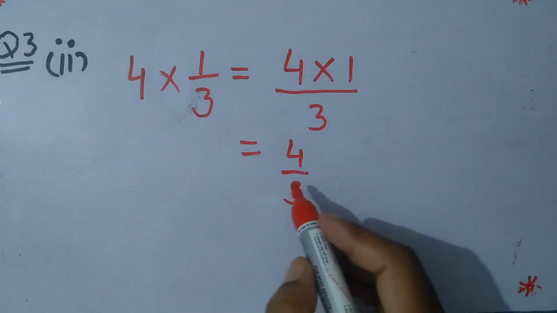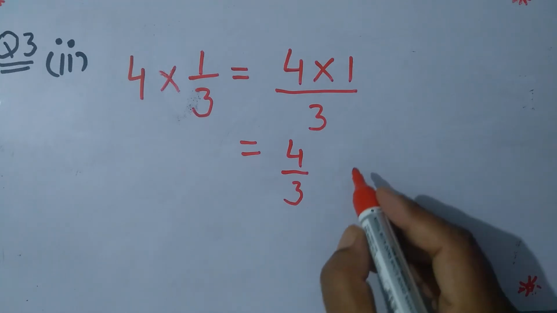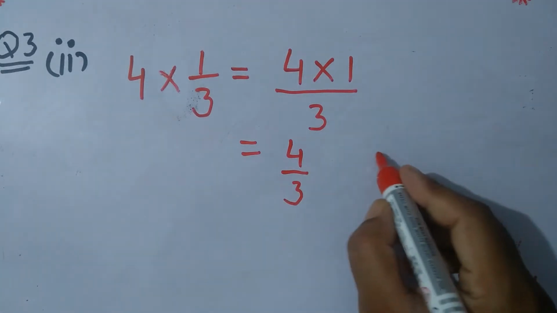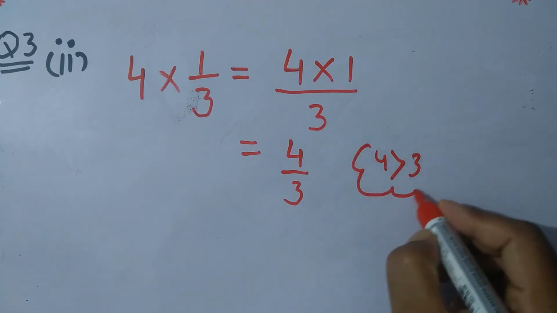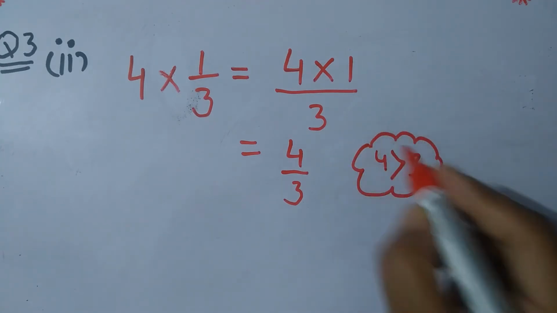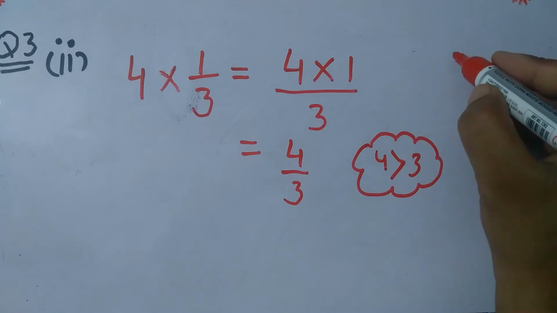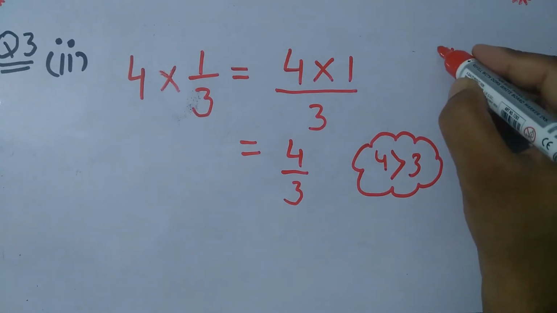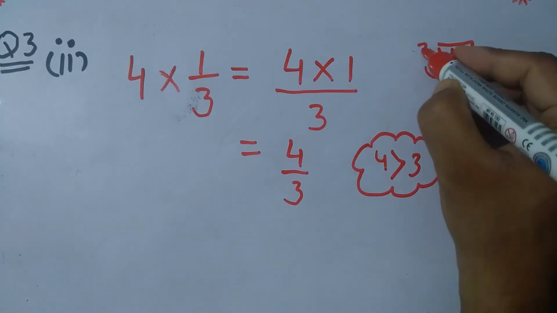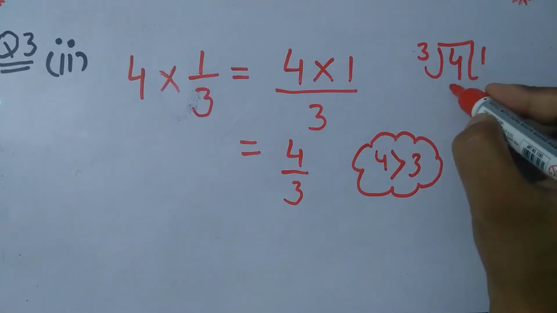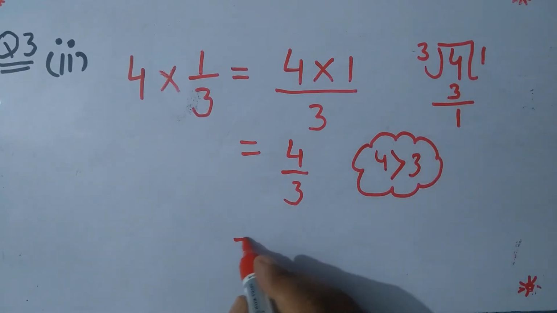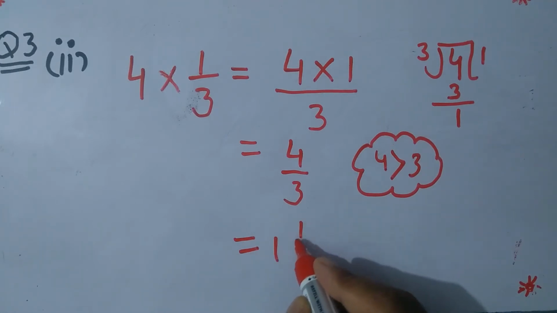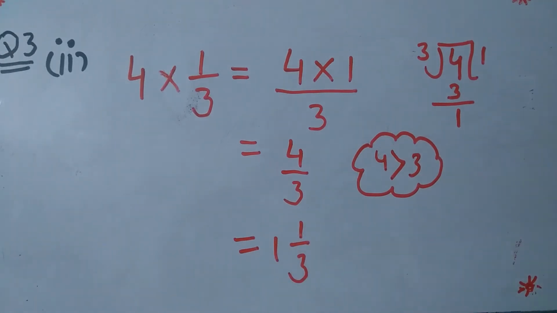So this is an improper fraction because numerator 4 is greater than 3. Now we divide 4 by 3. 3 ones are 3, so the remainder is 1. We can write this as 1 and 1 by 3.